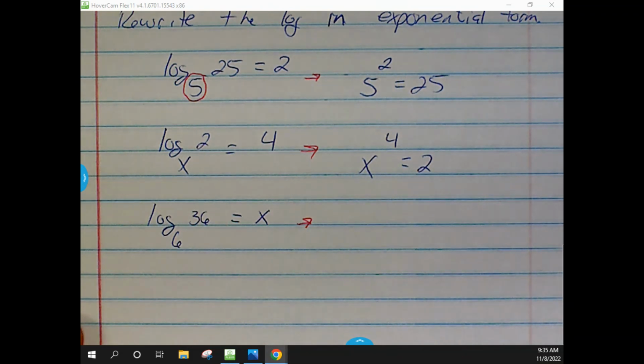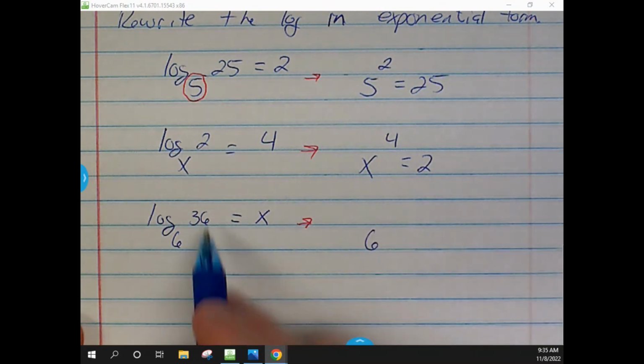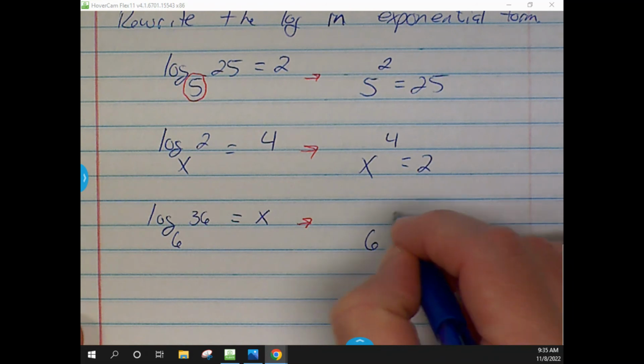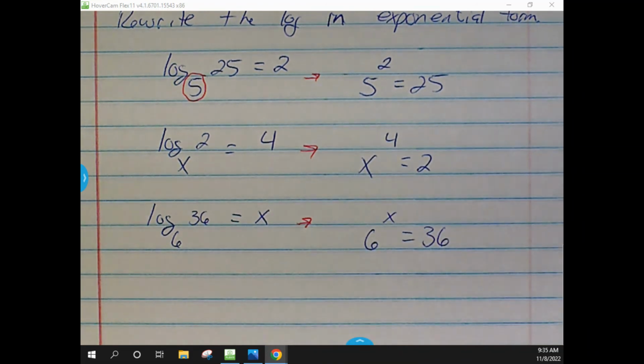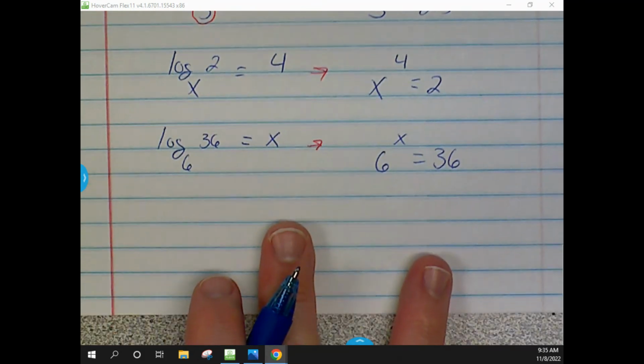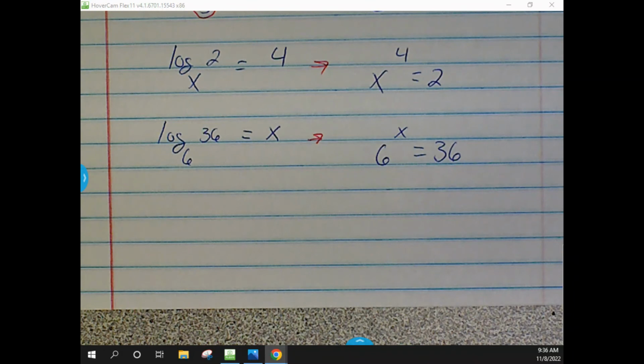All right, so we've got log of 36 base 6 equals x, or again, log base 6 of 36 equals x. Again, the base is at the bottom, so we know that's 6. And again, just switch these two numbers. All right, and then the one last thing.